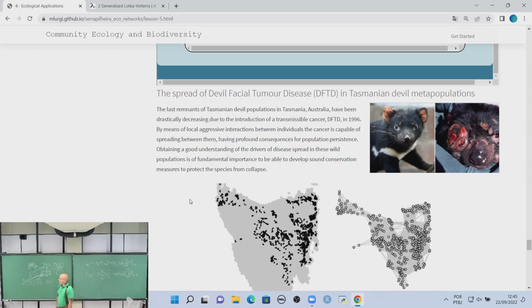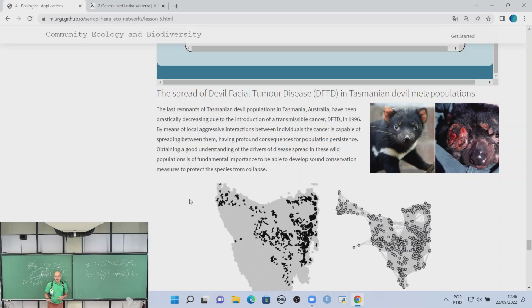Because we had a system, as I was saying, we were interested in understanding the disease dynamics of Tasmanian devil facial tumor disease. The only remnant population of Tasmanian devils in the wild is on the island of Tasmania, which is off the coast of Australia, and they have been afflicted with a tumor that is actually transmissible. It's a rare kind of cancer, because cancer usually cannot get transmitted, but this can.